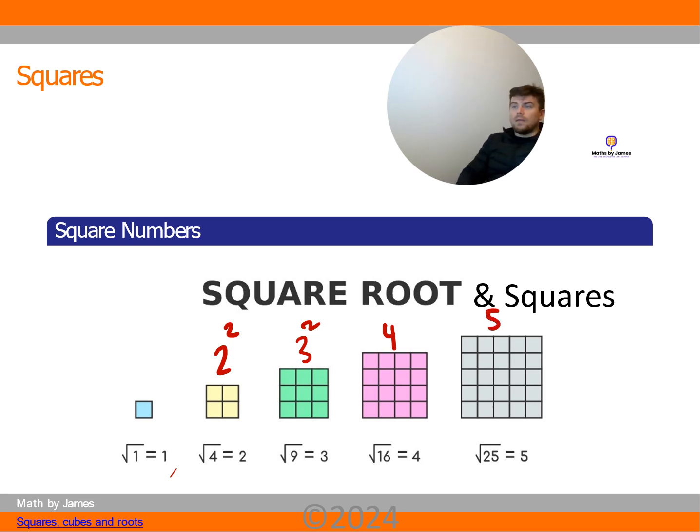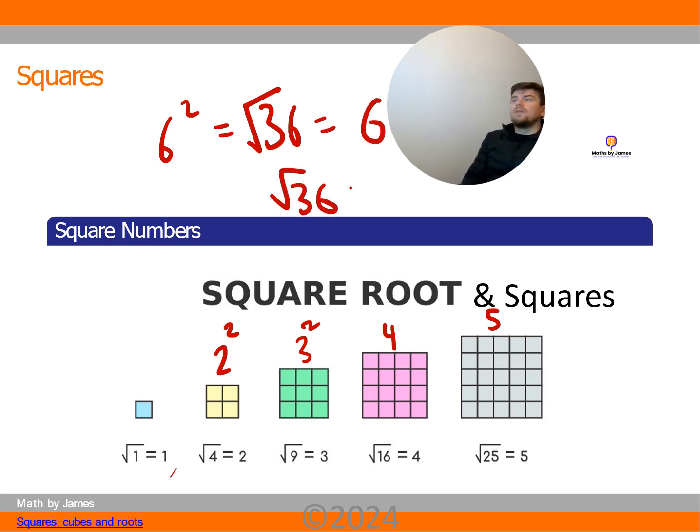So it's square numbers. And the next one, what do you think the next one would be? That would be 6 squared, which is 36. And the root of 36 is equal to 6. If we take the root of a square number, we would get a whole number, or an integer, because it's times by itself.